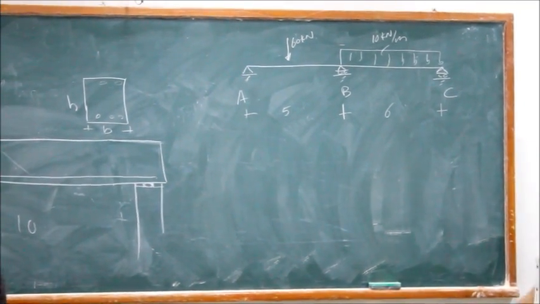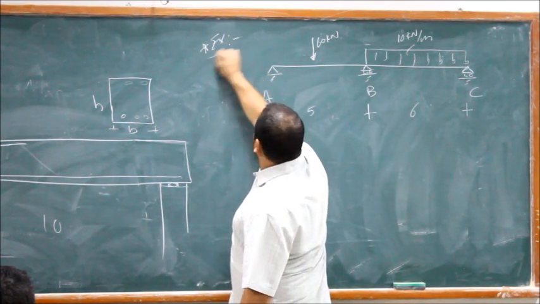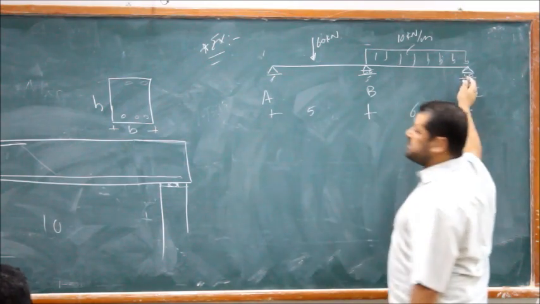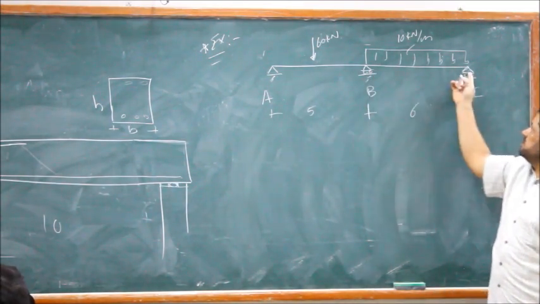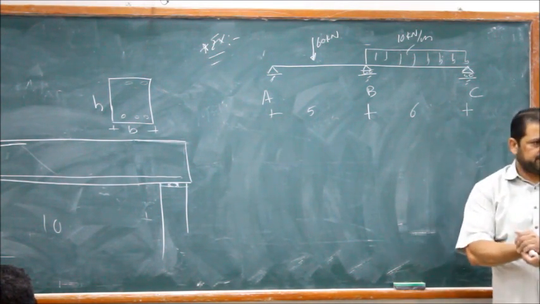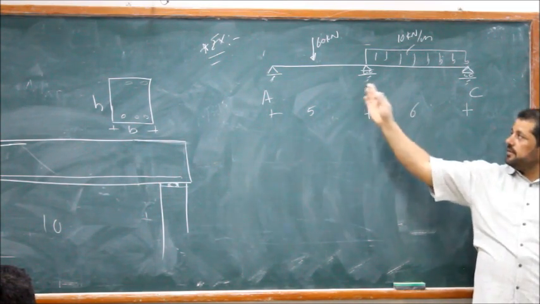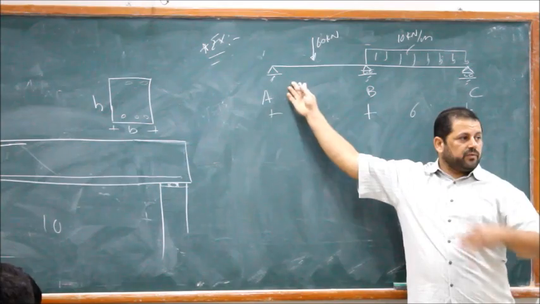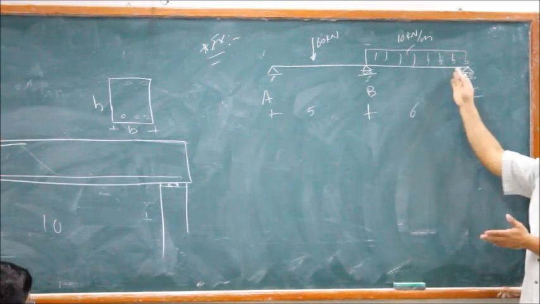Another example: you have two spans, A, B, C. Span AB has a concentrated load and span BC has a distributed load. Find the reactions and draw the shear and moment diagrams for this one. It's straightforward. So this is an end span with the far end pinned, and that's an end span with the far end pinned as well.